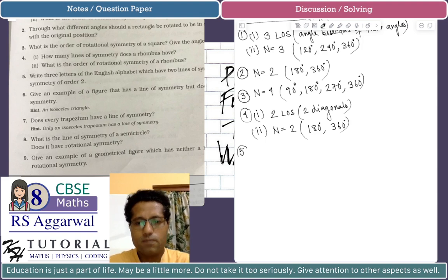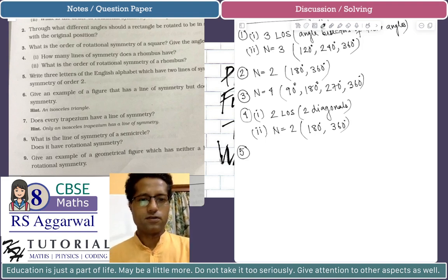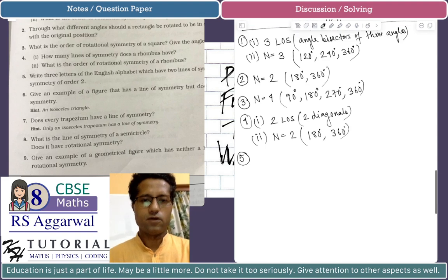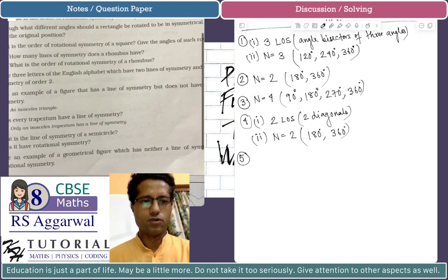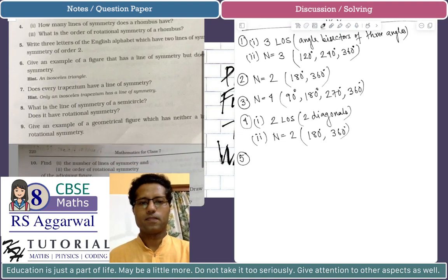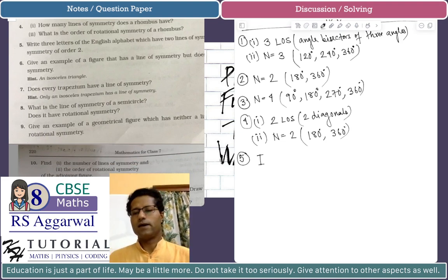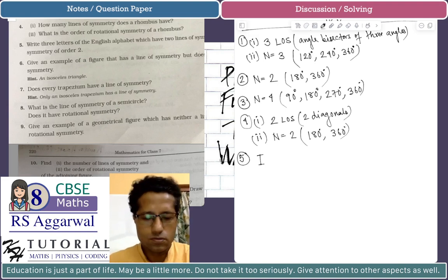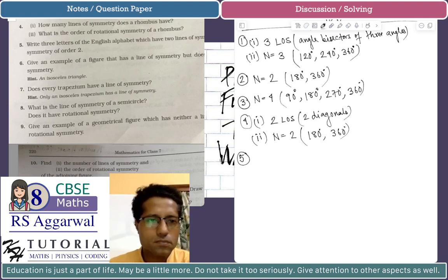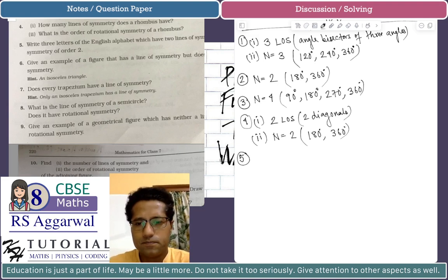Okay. Problem number 5. Write 3 letters of the English alphabet which have 2 lines of symmetry and rotational symmetry of order 2. Okay. So I is one letter. It has asked to write 3 letters of the English alphabet. So the first one is definitely the letter I.